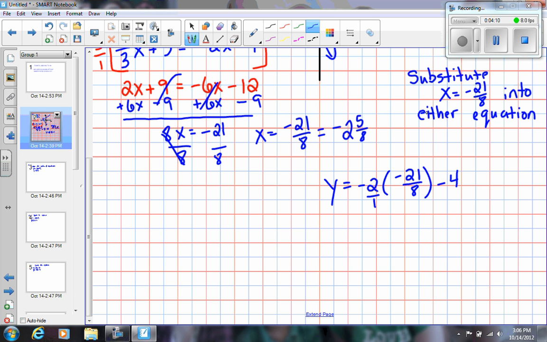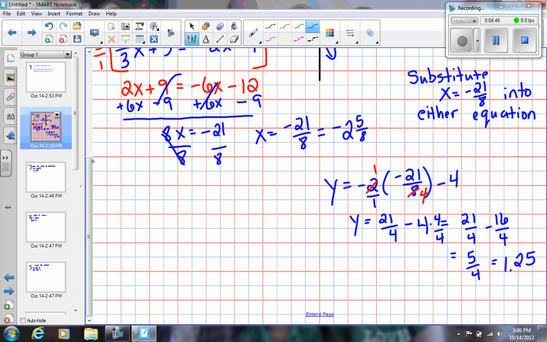And think of this as over 1. 2 goes into 2 once. 2 goes into 8 4 times. So we have y equals negative times negative is positive, so I get 21/4 minus 4. You could use a calculator if you needed to. If I needed to make this a denominator of 4, I get 16/4, so 21/4 minus 16/4 is 5/4, which is, by the way, 1.25.